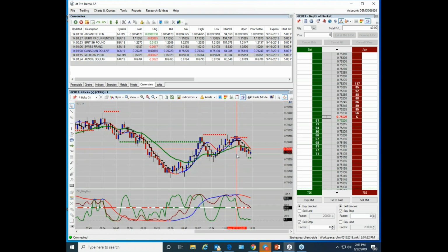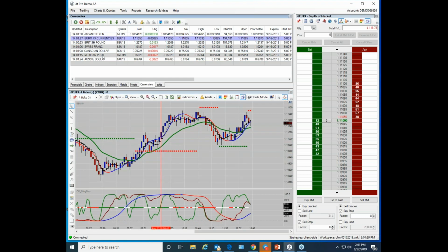Canadian is sideways here. Notice dynamic resistance side by side. The euro, dynamic resistance side by side. All right, one sec. Phone's buzzing here.